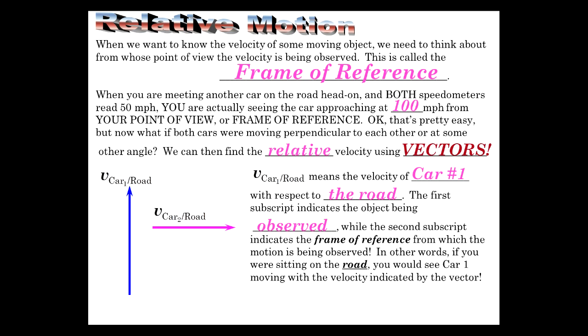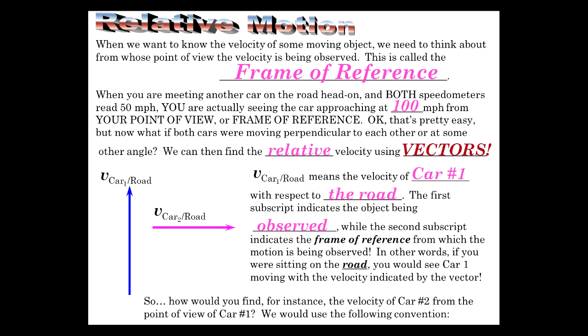Okay, now I want to consider how to find the velocity of car 2, not from the point of view of the road, which is this magenta vector, but from the point of view of car 1. So you're in car 1 doing this motion, and you're going to observe what it looks like to see car 2. Well, there's a certain convention to understand that. We write the vectors in a particular way, and it will reveal the answer.